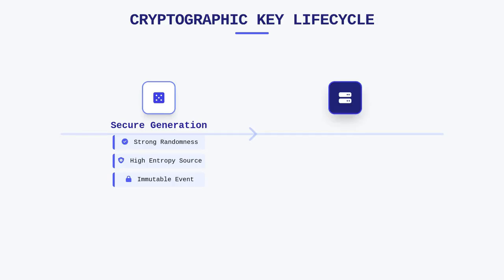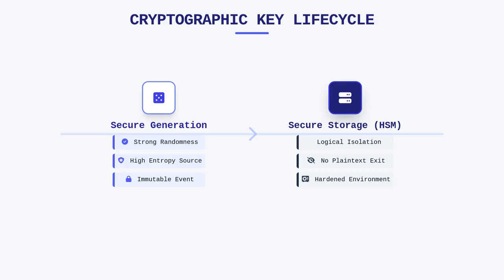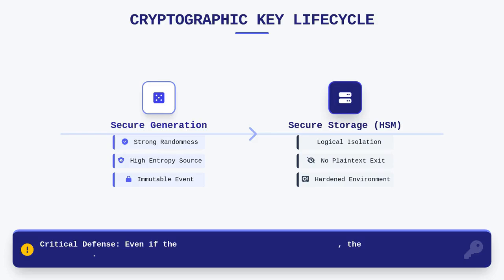Once generated, these keys need to exist within secure storage boundaries, ideally isolated from the application tier that processes the actual data. Hardware security modules, or HSMs, provide this physical or logical separation by ensuring that the private or master keys never leave the hardened environment in plain text. By offloading cryptographic operations to an HSM, we ensure that even if an application server is fully compromised, the underlying material used for decryption remains encrypted and protected from extraction attempts.